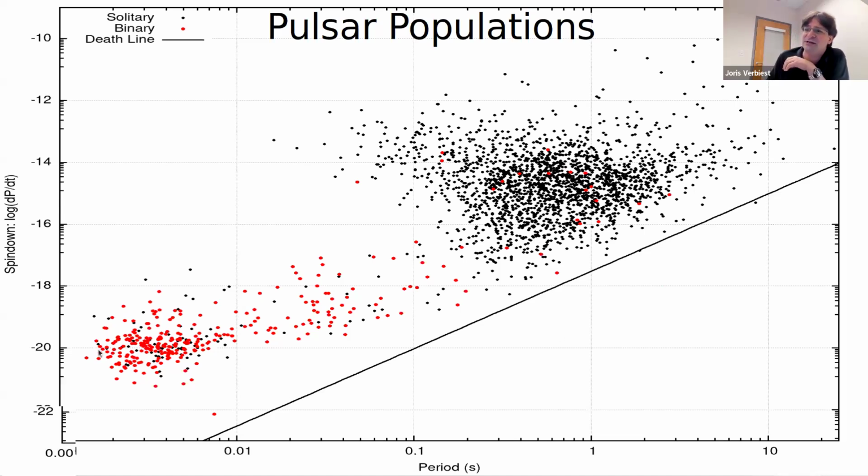The second thing that stands out is the smaller island in the bottom left, which has some kind of tenuous bridge with the main island as well. That one is pulsars that have spin periods of a few milliseconds. The vast majority of these are in binary, so they're red points because they have a binary companion. That's most likely an evolutionary cause behind that, and it doesn't really affect our timing so much.